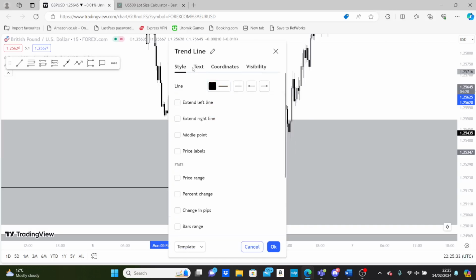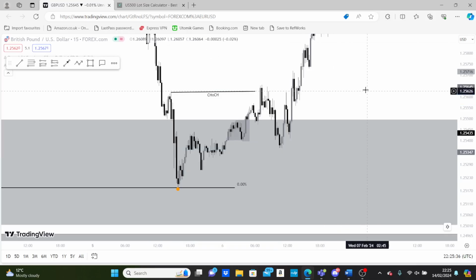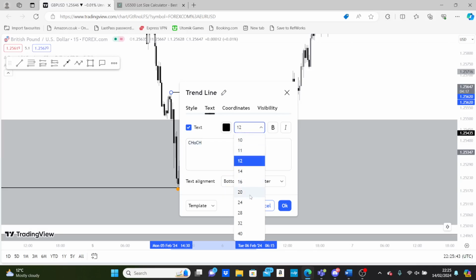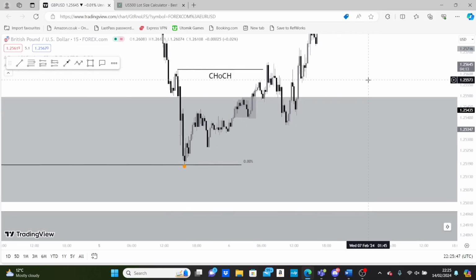CHoCH is something that's used a lot within the industry. It's something we use not too heavily, but we do use it to understand simple shifts in internal structure, not swing structure, internal structure, right? So this is our change of character. I made that a bit bigger. This is our change of character as price hits the H4 POI.